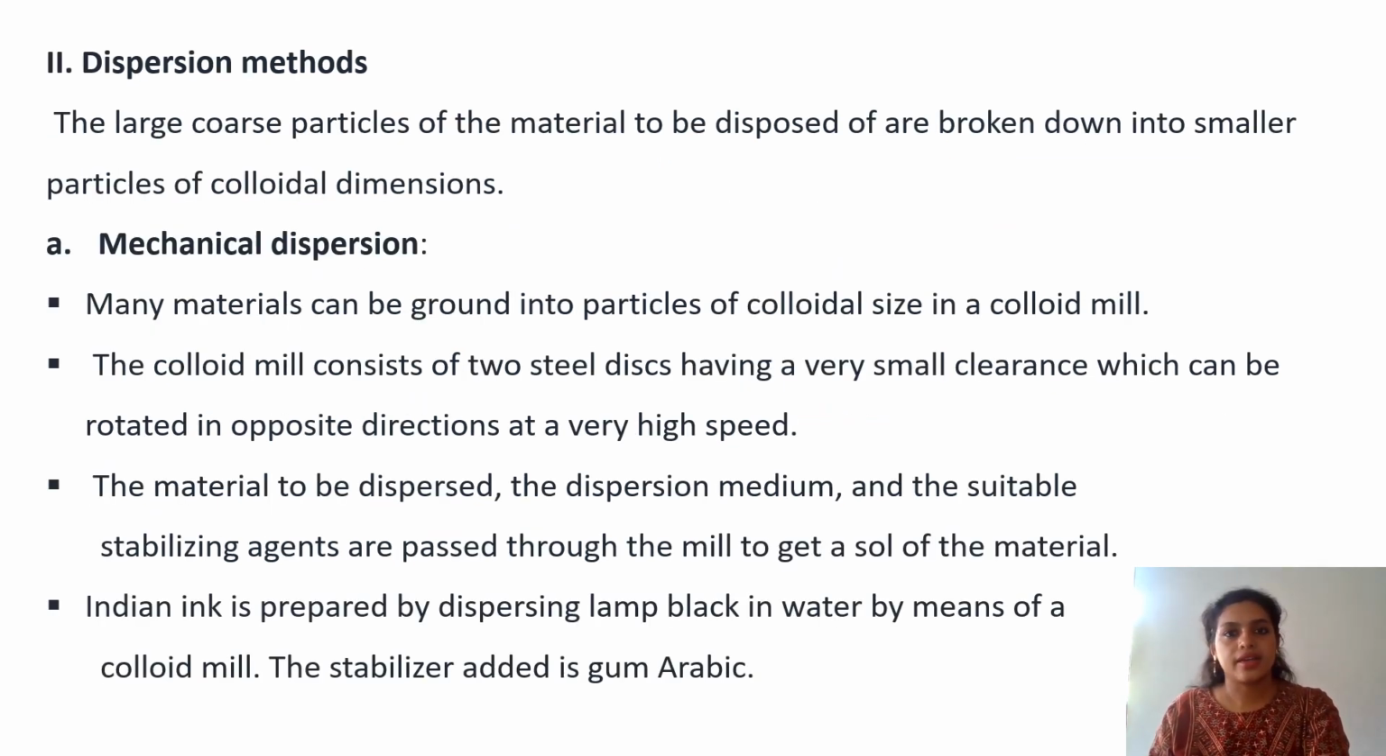And the second category, the condensation method, is where we aggregate small particles to make bigger particles of colloidal dimension. That is what we commonly mean by the condensation method. And the dispersion method is just the opposite. Here we take a big block of particles and break it down into small pieces of colloidal dimension. That is the idea of dispersion methods.